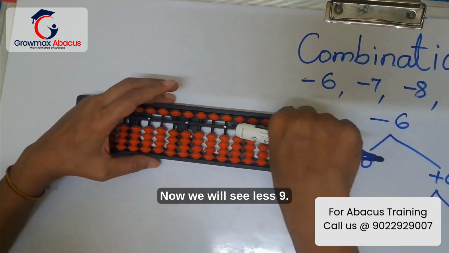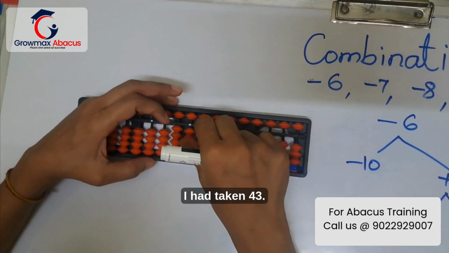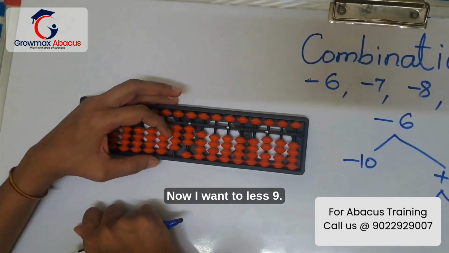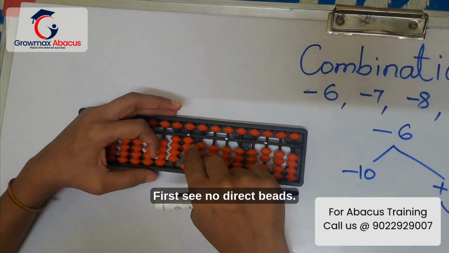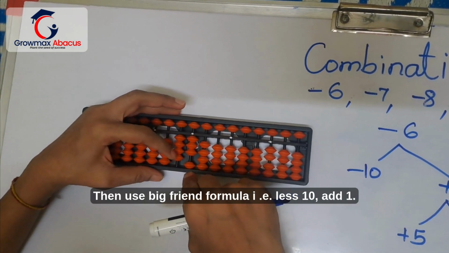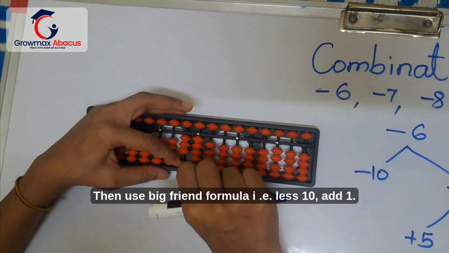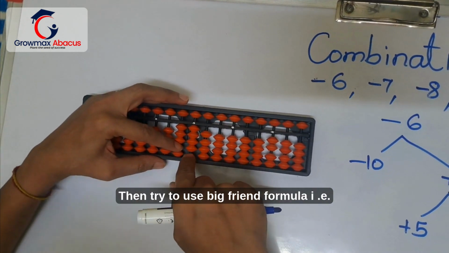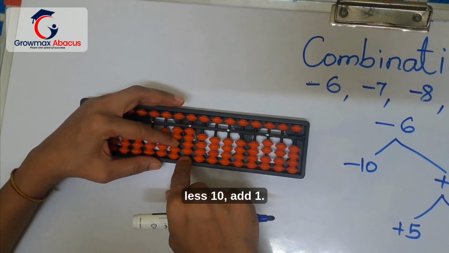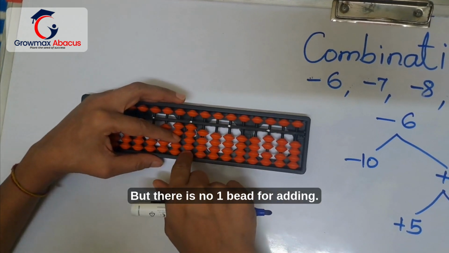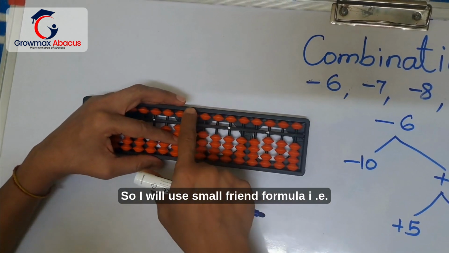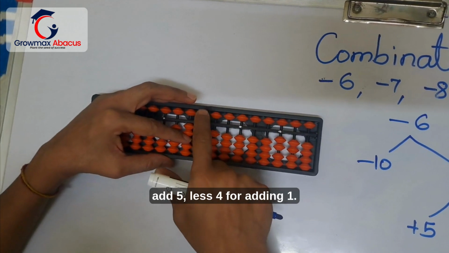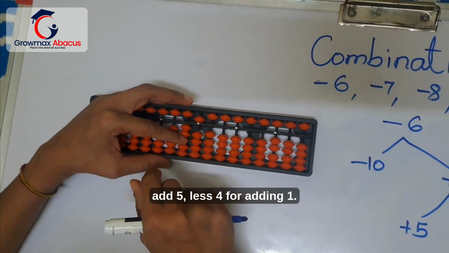Now we will see less 9. I had taken 43. Now I want to less 9. First see, no direct bits. Then use big friend formula, that is less 10, add 1. Again less 9. There are no direct bits. Then try to use big friend, that is less 10, add 1. But there is no 1 bit for adding. So I will use small friend, that is add 5 less 4 for adding 1.